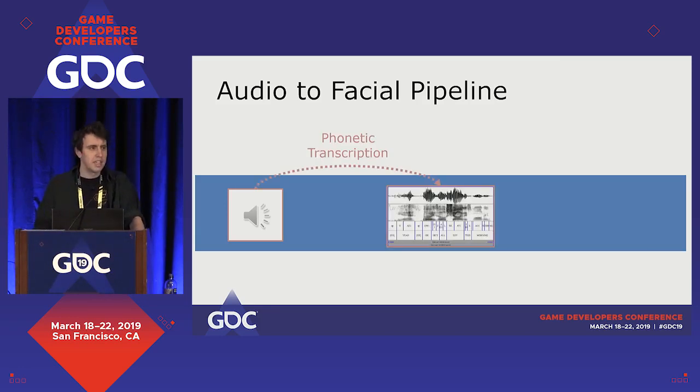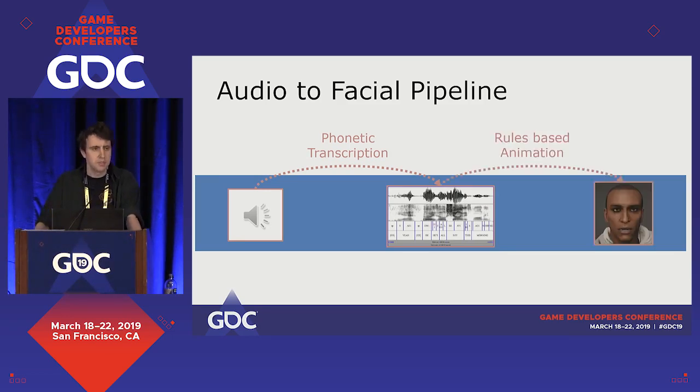And then we have a semi-automatic tool which can do a phonetic transcription of this audio. So this breaks down the audio into the different phonemes. And then we have a rules-based system which can translate these phonemes into facial animation. And there's one important thing to note, which is that our pipeline for doing this only works in English, because the phonetic transcription tools we're using only work in English. So there's a problem when you have something like this.